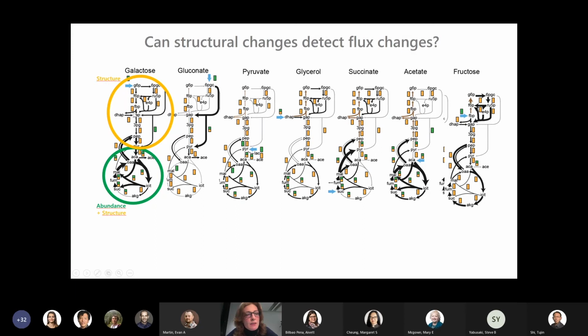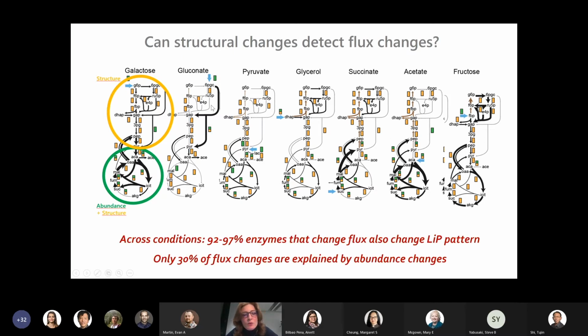In orange, you see proteins that change their structure. In green, you see proteins that change their abundance, and the thickness of the reactions here is proportional to the change in flux the Sauer group measured for this particular reaction. So we compared all this data, and the bottom line is that 92 to 97% of enzymes that change the flux also change the LiP pattern, suggesting that altered structures are a good readout for altered functional states, while only 30% of flux changes were explained by a change in the abundance of the respective enzymes.